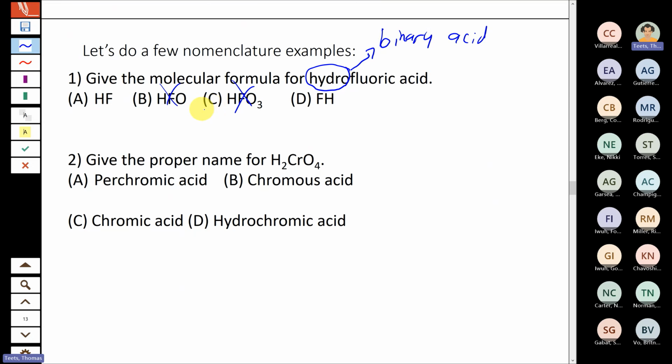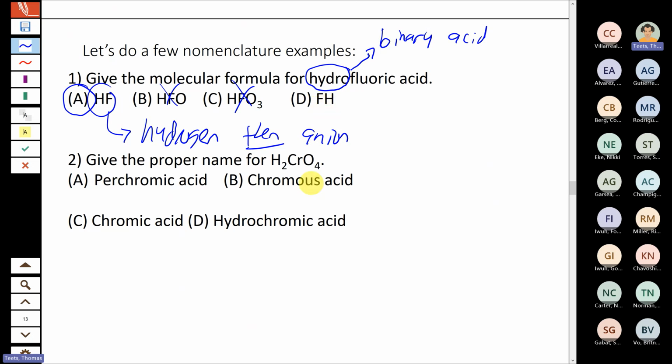There are now only two choices left, HF or FH. The formula of an acid always starts with H. So hydrofluoric acid will be hydrogen with fluoride. HF is the correct formula, and H comes first when we name acids or give their formulas: hydrogen first, then the anion. So choice A would be the correct answer here. FH would be the right number of each atom, but the wrong order.